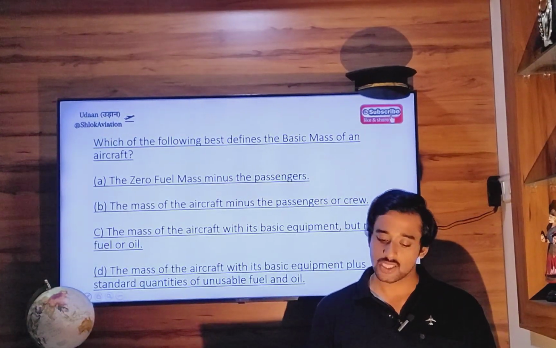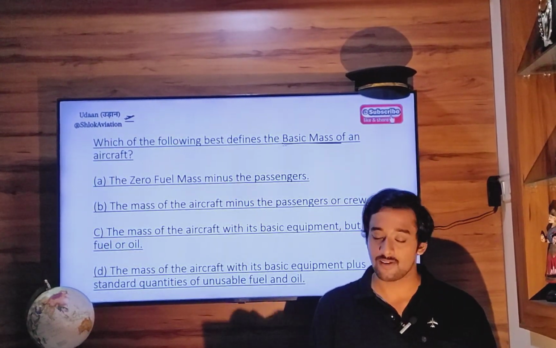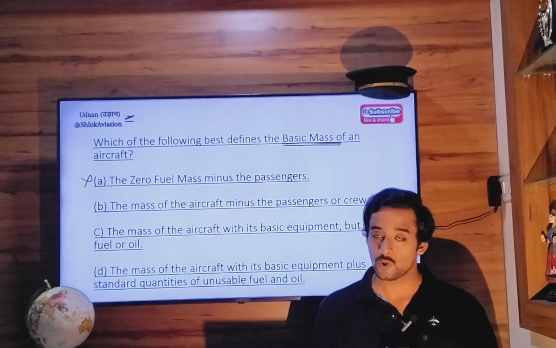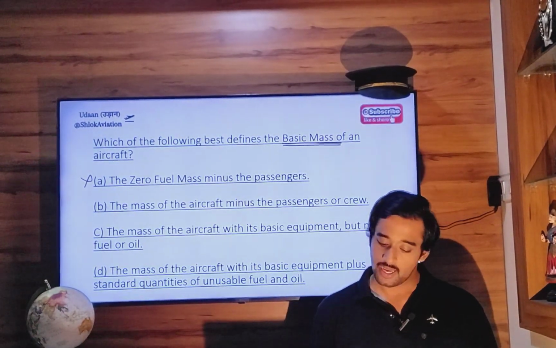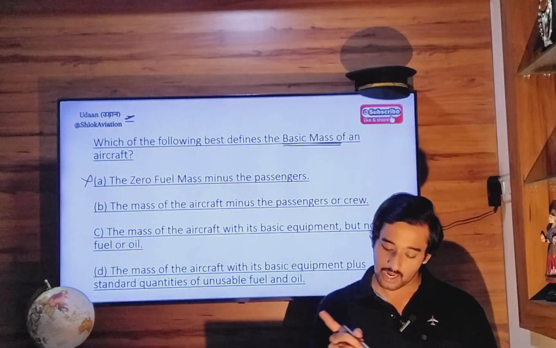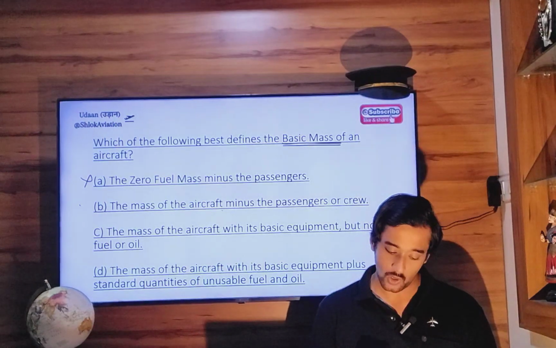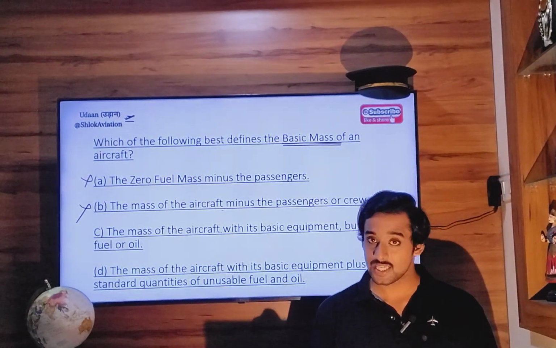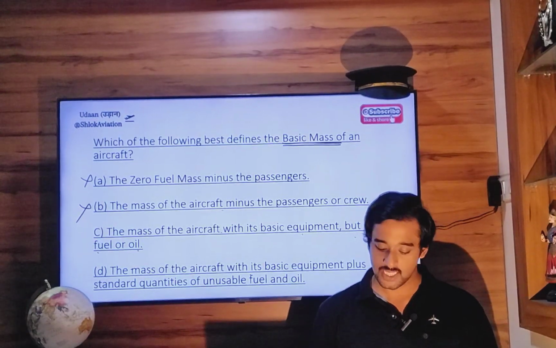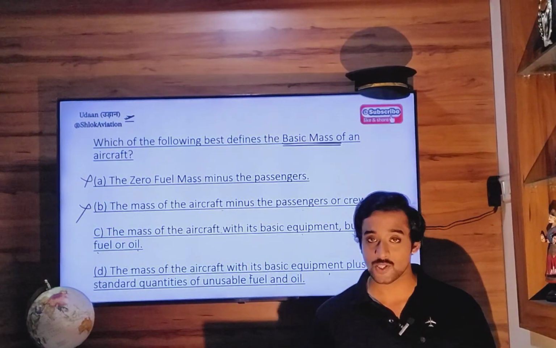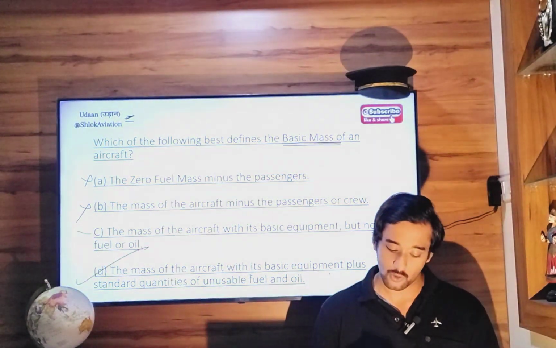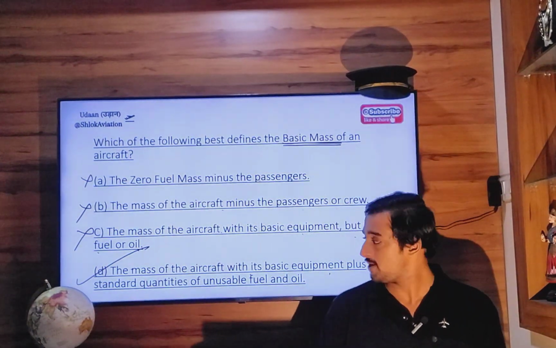Which of the following best defines the basic mass of aircraft? The basic empty mass. The zero fuel mass minus passengers, no, that is DOM. Mass of aircraft minus passengers or crew, again no. Mass of aircraft with its basic equipment but no fuel or oil. The mass of aircraft with its basic equipment and standard quantities of unusable oil, fluid, fuel, etc. So delta is the most suitable option. Okay, next.